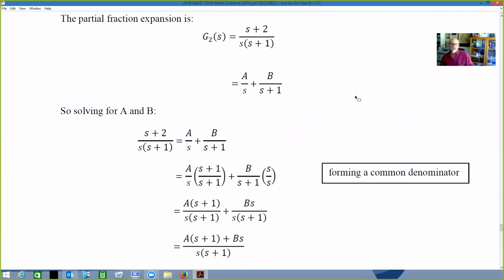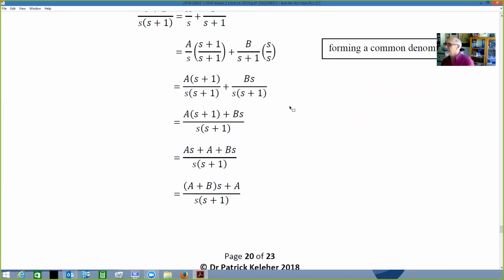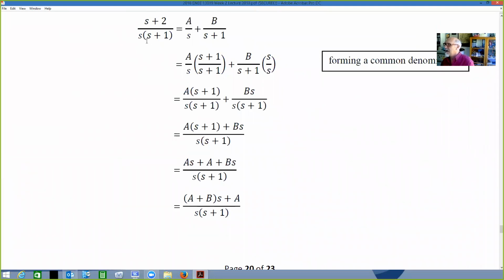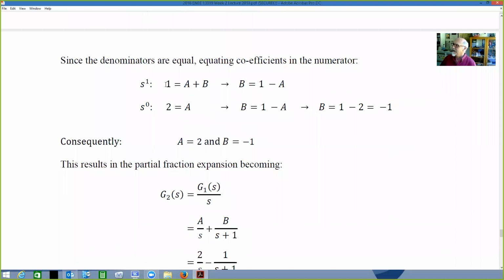So S plus 2 over S into S plus 1 becomes A over S plus B over S plus 1. Again, we're going to form a common denominator through the normal processes. Now that we have a common denominator, we evaluate the coefficients of the numerator on the left-hand side against those on the right-hand side. So we can see that our S^1 gives 1 equals A plus B, so we can get an expression for that.